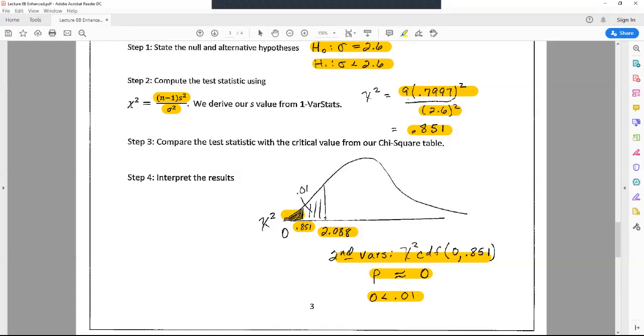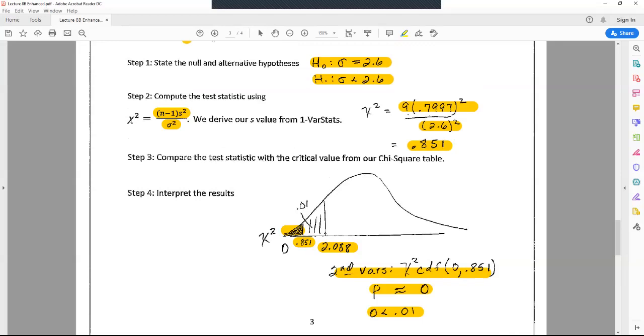Whenever the p-value is less than the alpha level, we reject the null hypothesis. If we reject the null hypothesis, what does that mean? It means that the height variation for supermodels is less than the normal variation of 2.6 for women. So supermodels are pretty much the same height.